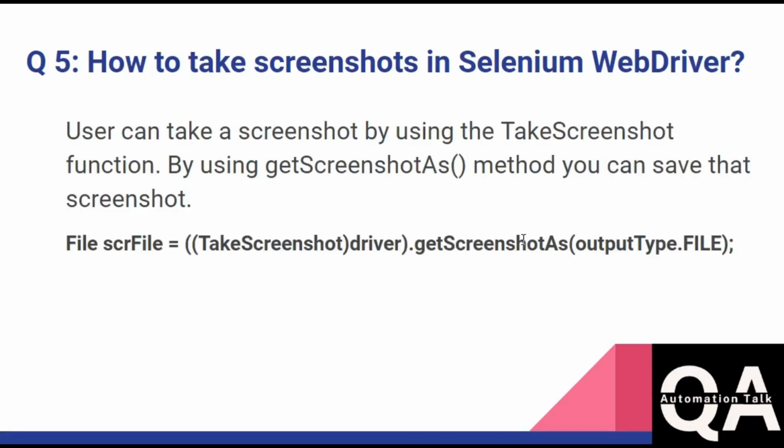The question is, how to take screenshots in Selenium WebDriver? We can take a screenshot using the TakesScreenshot API, in which we have the method getScreenshotAs. Using that method you can take a screenshot, and if you see the syntax here, you have to pass the argument OutputType.FILE. It is going to return a file, and you can save that file locally. Whenever a test case fails, you can check that screenshot. It helps you check whether it is a false failure or a real failure.